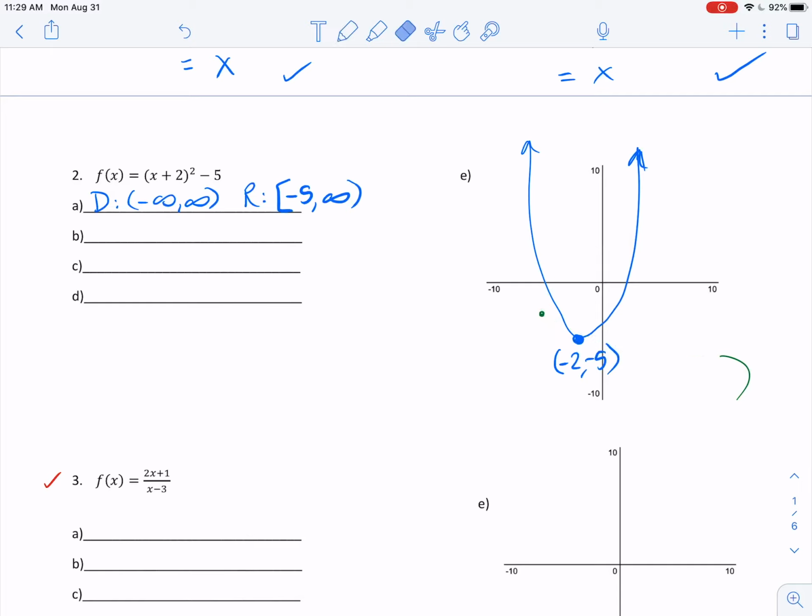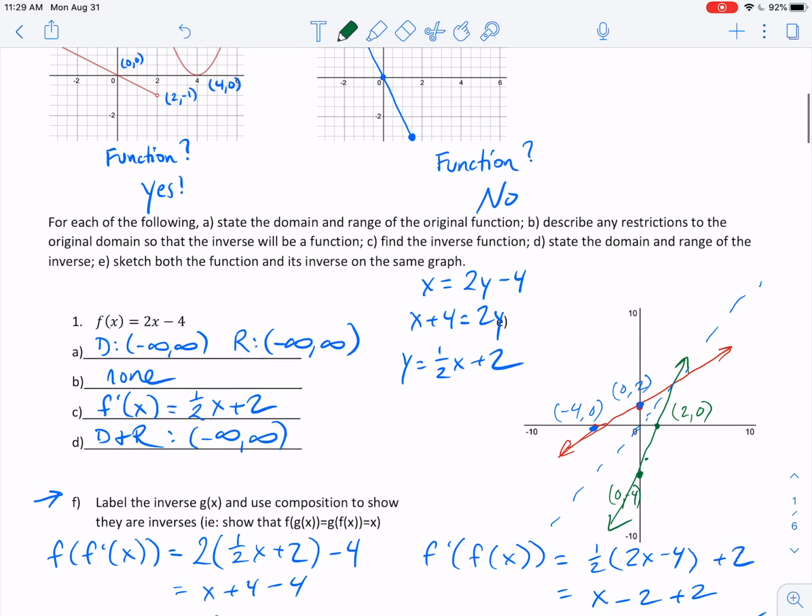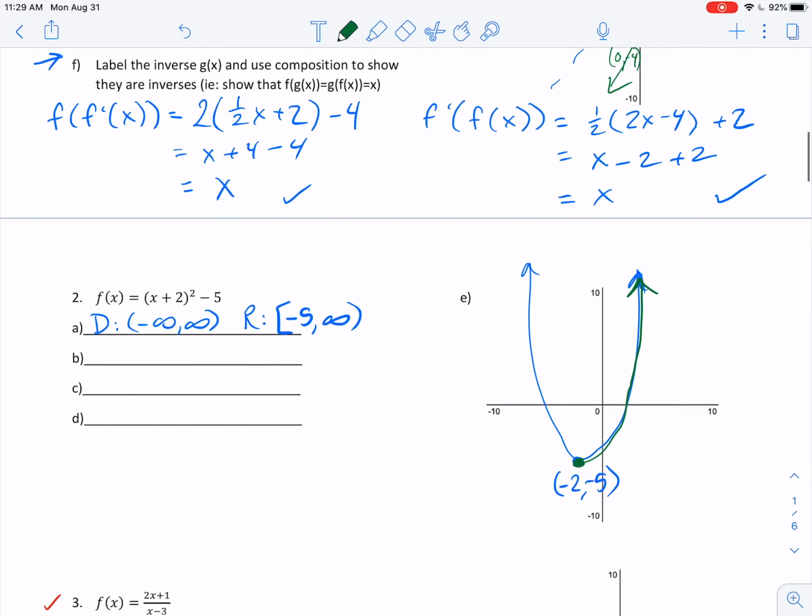So it doesn't do us much good if it's not a function. So what we're going to do is restrict the domain. And what we want to restrict it to is the part that goes off to positive infinity. So we want from the vertex to positive infinity in general. So our restricted, describing our restrictions, our new domain should go from -2 to positive infinity.